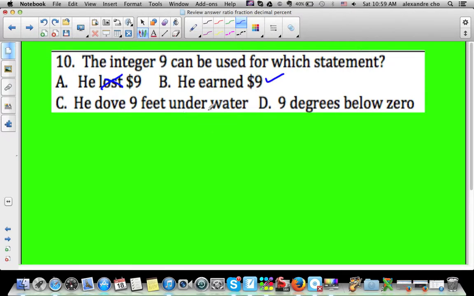He dove 9 feet underwater. Going underwater means negative, so we can't use this one. And again, 9 degrees below 0. If you're below 0, you're in negative territory. We can't use that either. So final answer, B. He earned $9.